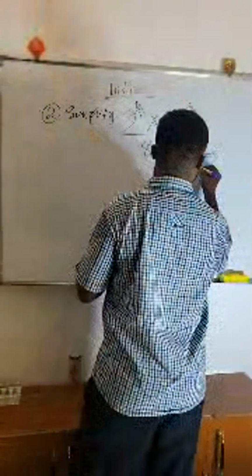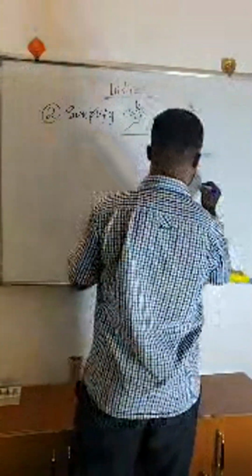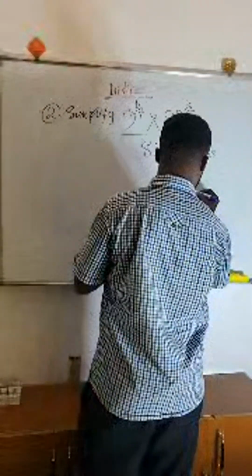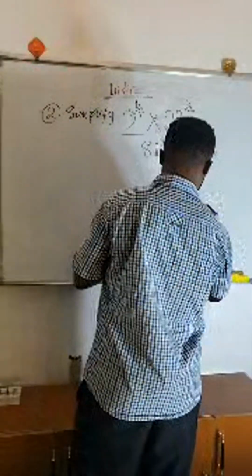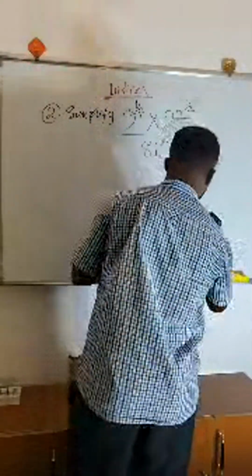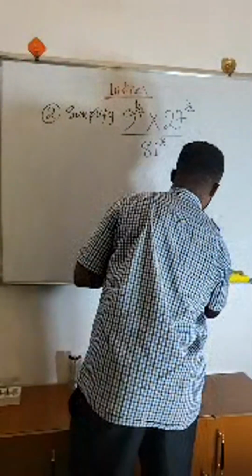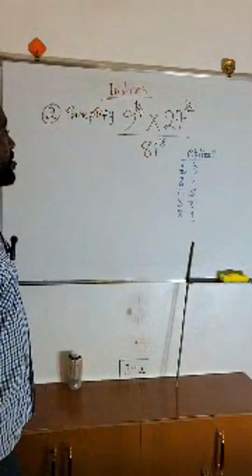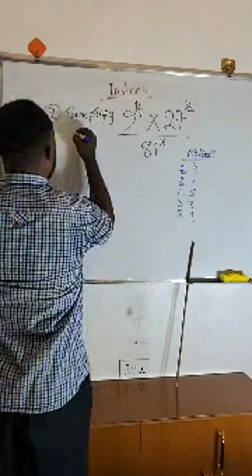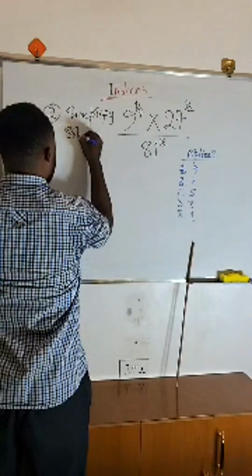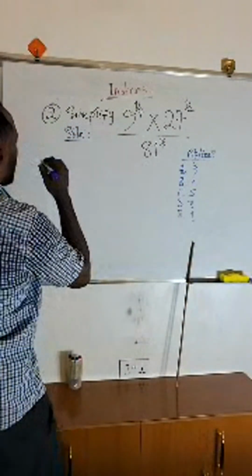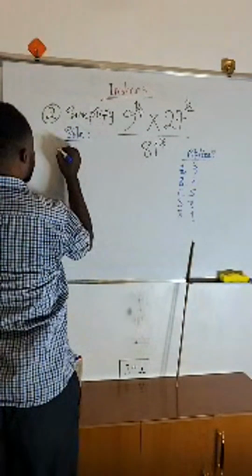You have option A to be 9. You have option B to be 7. You have option C to be 5. Option D, 3. And then option E to be 1. Okay. Now let's see if any of those options are correct.